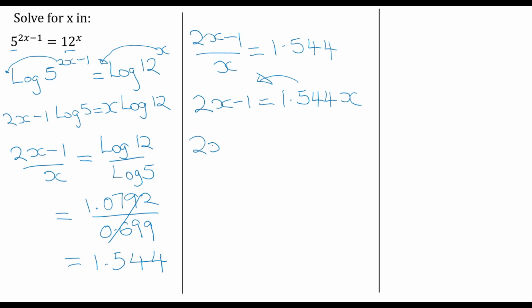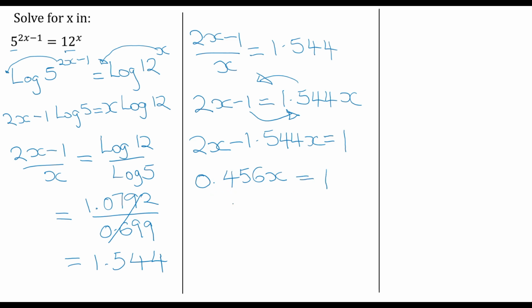Bring this figure here on the side, common values. You have 2x minus 1.544x is equal to positive 1, because this one, you take it on the other side. So after doing your subtraction, you end up with 0.456x is equal to 1.